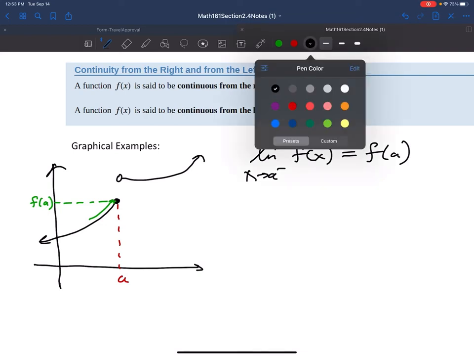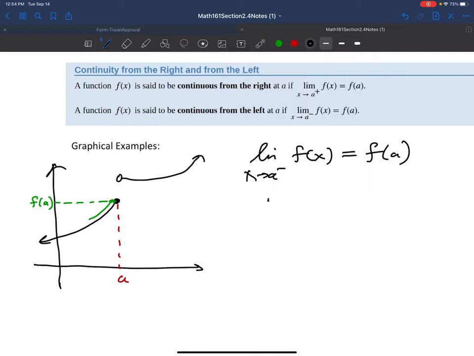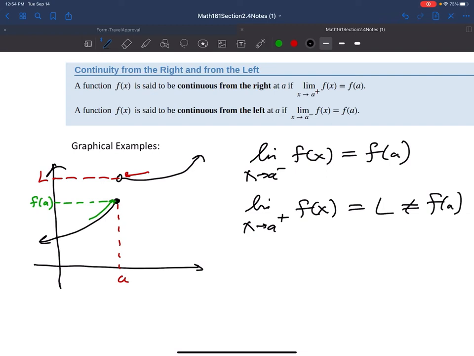Let's check if it's continuous from the right. If I take the limit from the right now of the function, what does that equal? Well, if I take the limit from the right, it's approaching some height up here, which is, I don't know, just call it some L. And that L is not equal to f of A. Okay? Because f of A is down here in green. So this is continuous from the left.